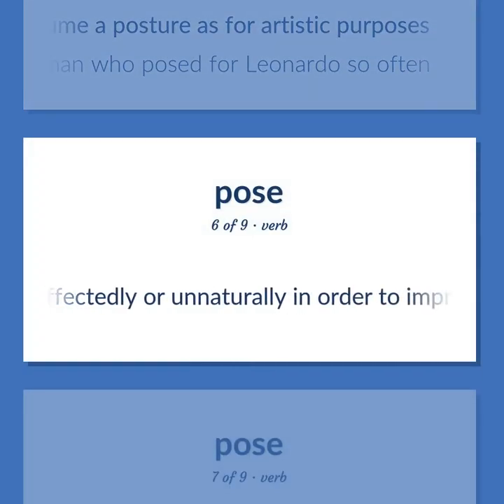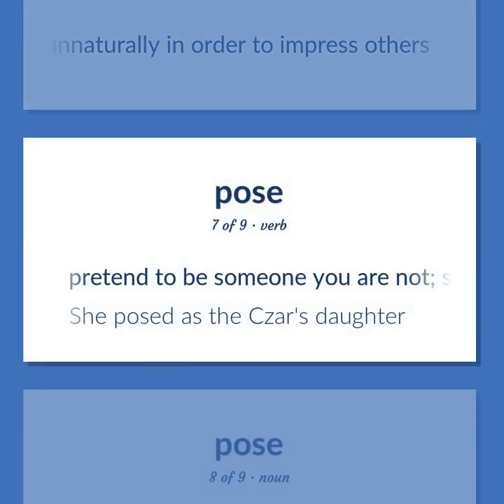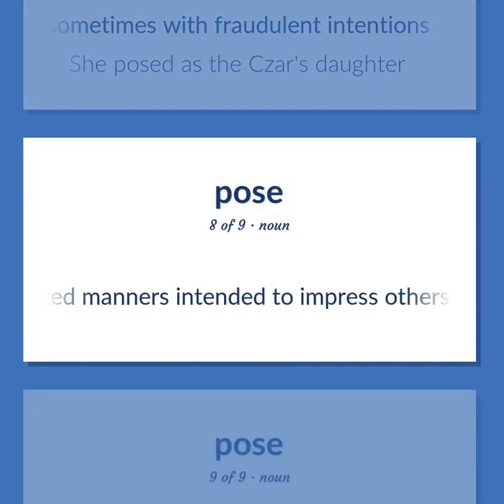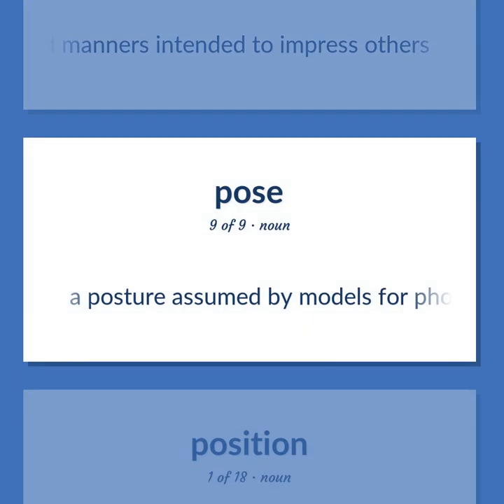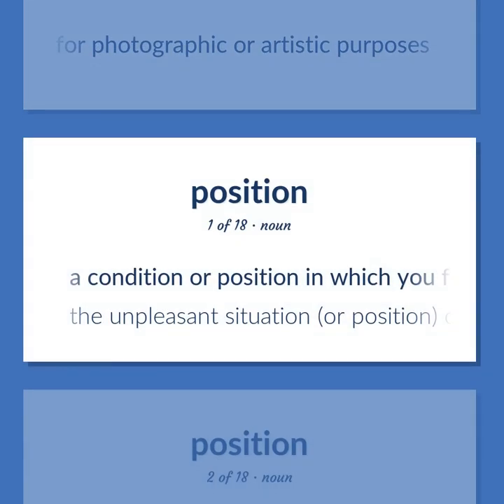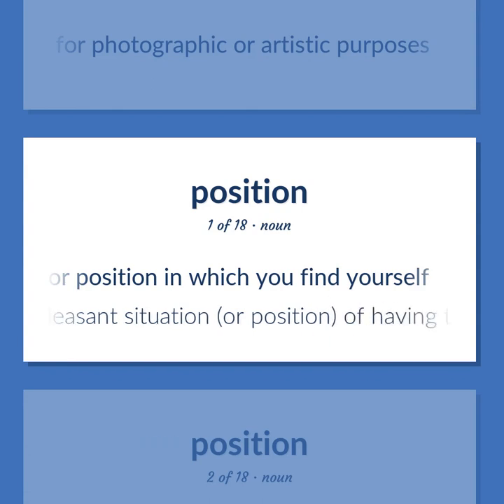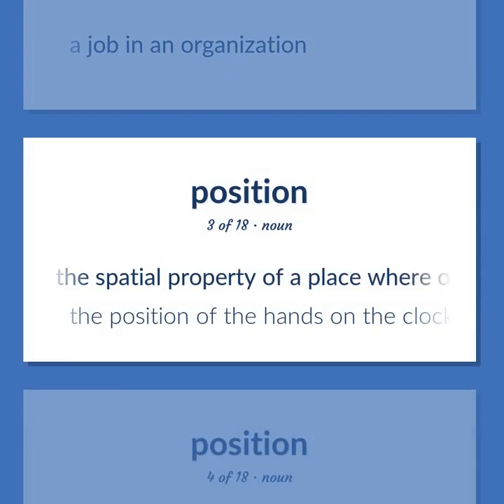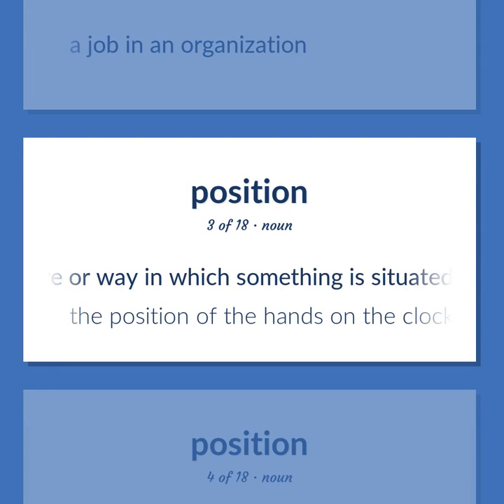Behave affectedly or unnaturally in order to impress others. Pretend to be someone you are not, sometimes with fraudulent intentions. She posed as the Tsar's daughter. Affected manners intended to impress others. A posture assumed by models for photographic or artistic purposes. A condition or position in which you find yourself. The unpleasant situation, or position, of having to choose between two evils. A job in an organization. The spatial property of a place where or way in which something is situated.